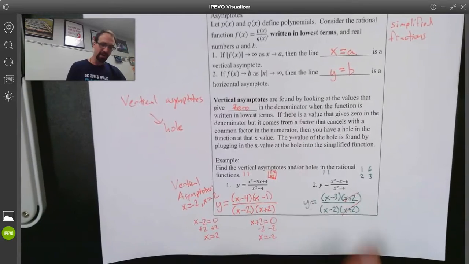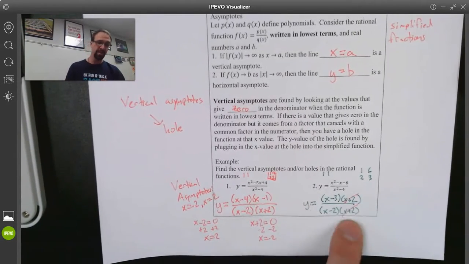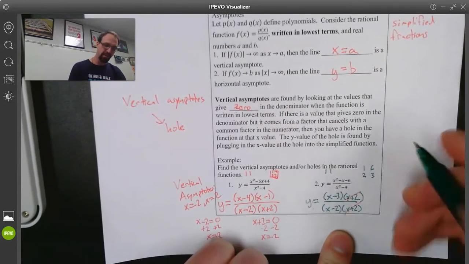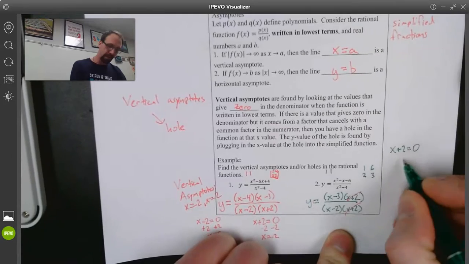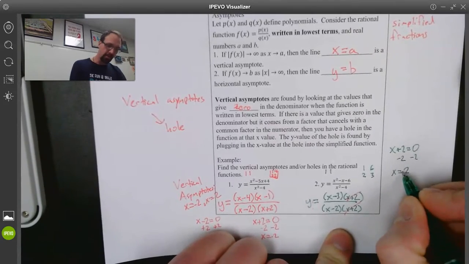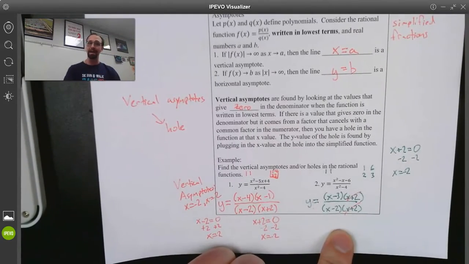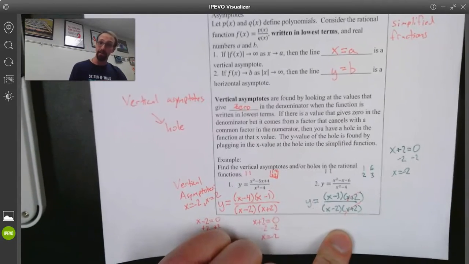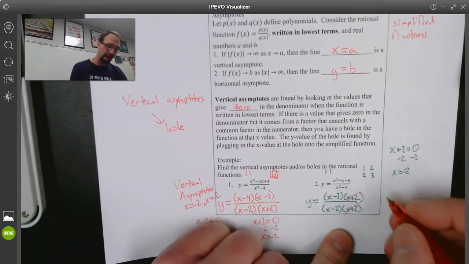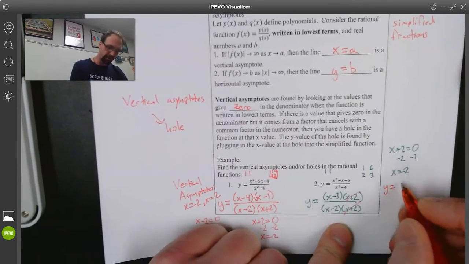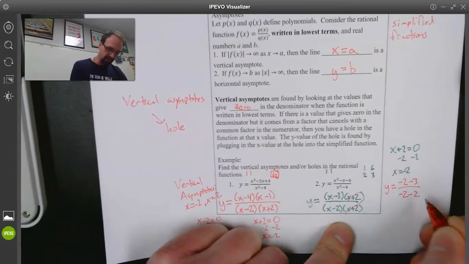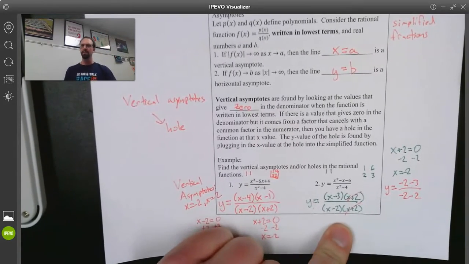So what happens here is this is a special case because it's canceling, and this is going to give us a hole. To find the hole, we need to set this x plus 2 equal to 0 and then solve. So this negative 2, we plug back into the reduced or simplified form to find the y value of the hole. So this is a hole in the graph. So I have y equals, if I plug that in, negative 2 minus 3 over negative 2 minus 2. We plug it into the simplified one because if I plug it into the original one, I'm going to get 0 in the denominator.